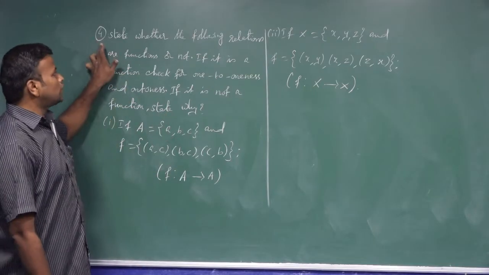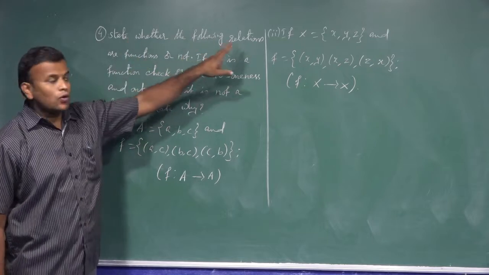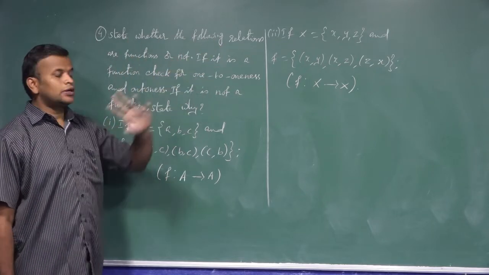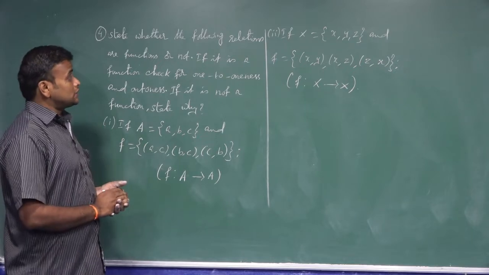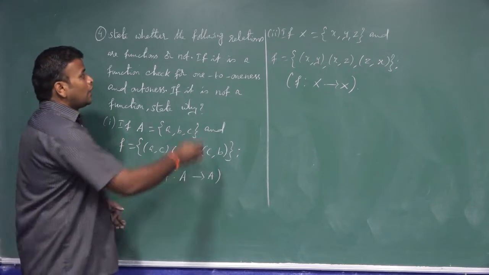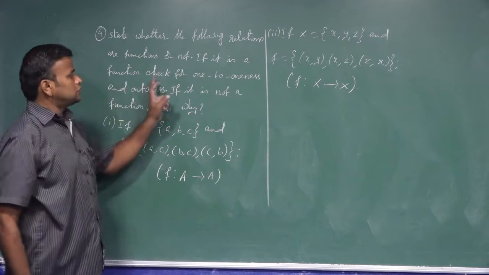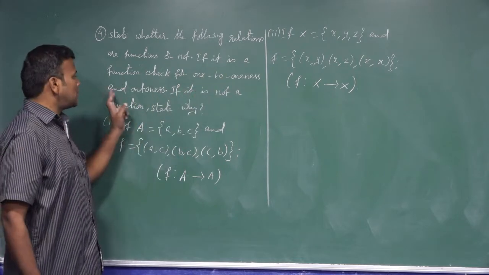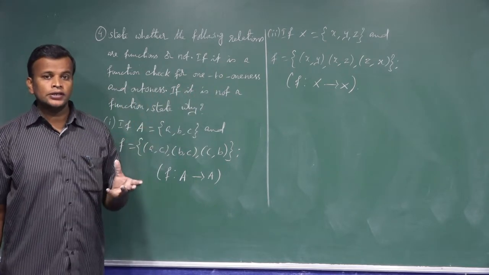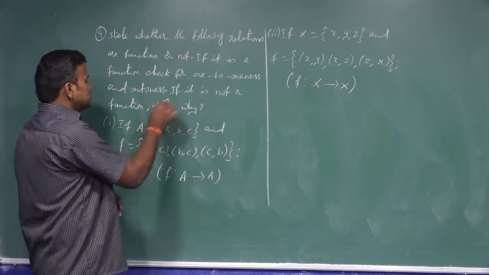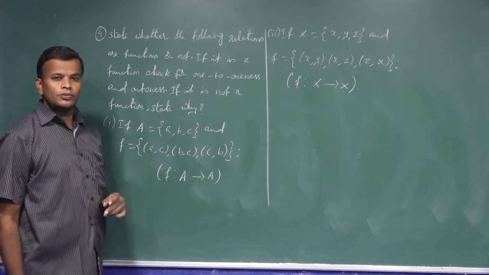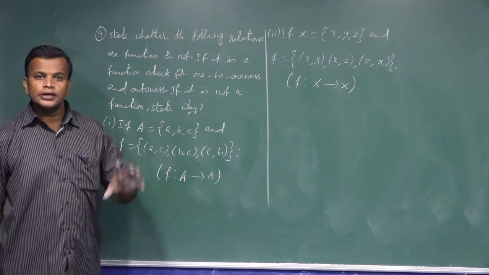Now we move to the fourth one. State whether the following relations are functions or not. So a relation is given. Now to check whether the relation is a function or not. If it is a function, check for one-to-oneness and onto-ness. If it is not a function, state why. Suppose we say it is not a function, you tell the reason.